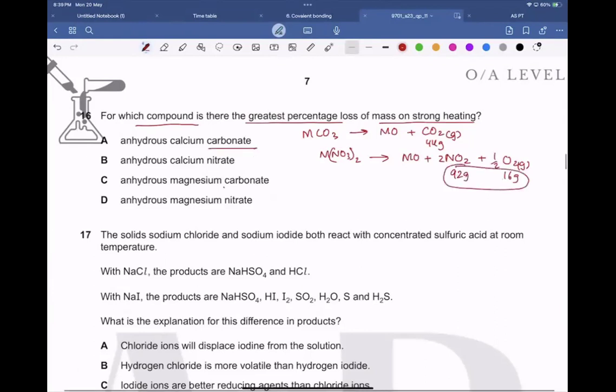So it means the carbonates are wrong. Now we are left with calcium nitrate and magnesium nitrate, right? So between these two, calcium has an Mr of 40.1 and magnesium has an Mr of 24.3. And the nitrate has actually a mass of 92 and 16. Can anyone add 92 and 16?